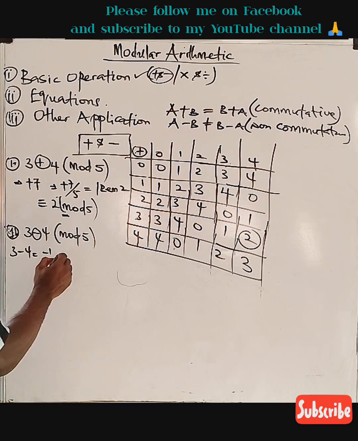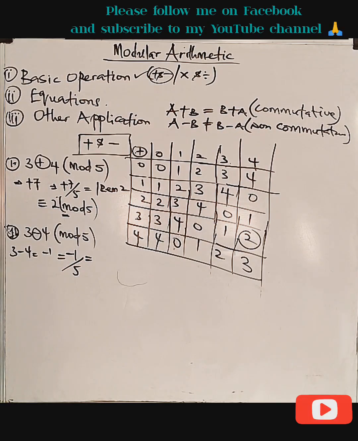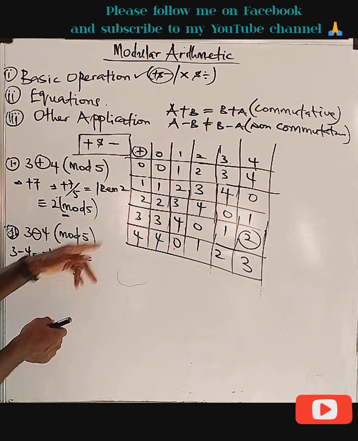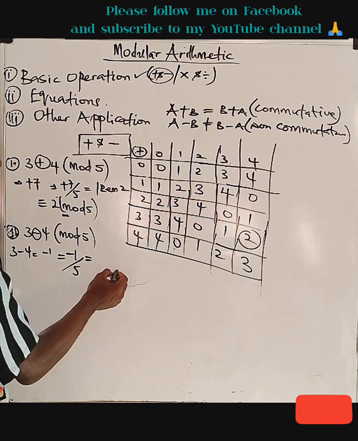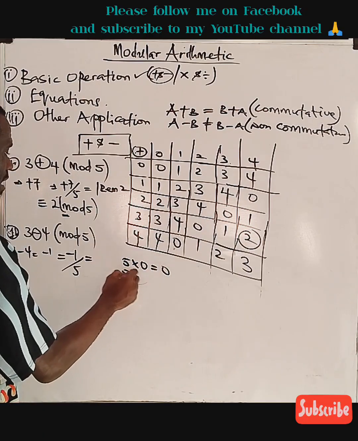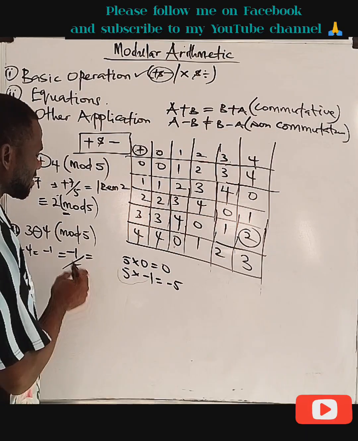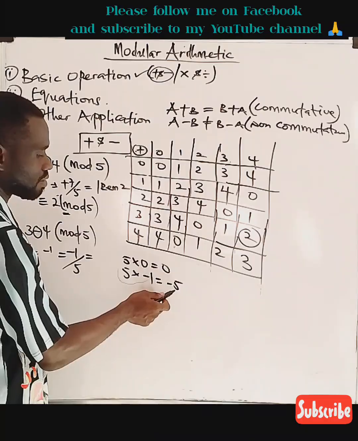So how do we do that? That would be minus 1 over 5. Minus 1 divided by 5, how do we do that? We can create our table, a simple 5 times table. But this time around, you're talking about a negative result. 5 times 0 is 0. 5 times minus 1 is minus 5. As you can see, we are looking for minus 1, and we have minus 5 here.